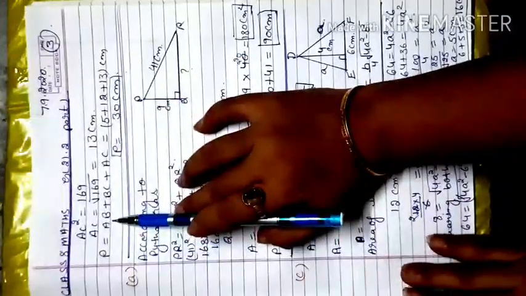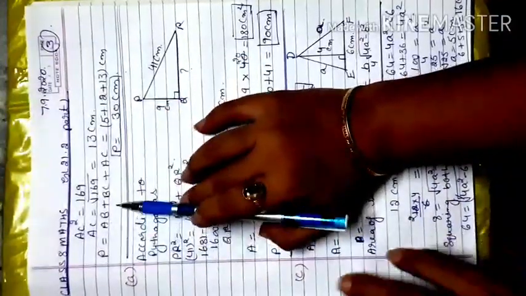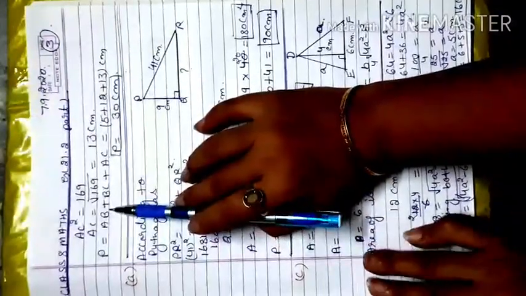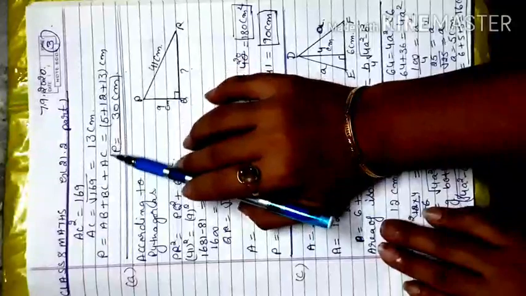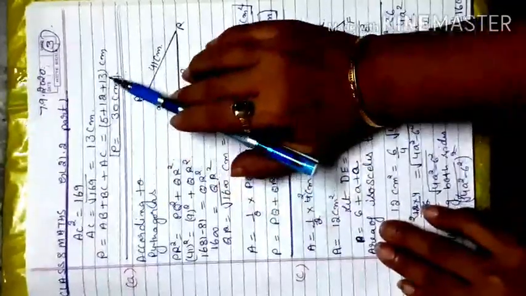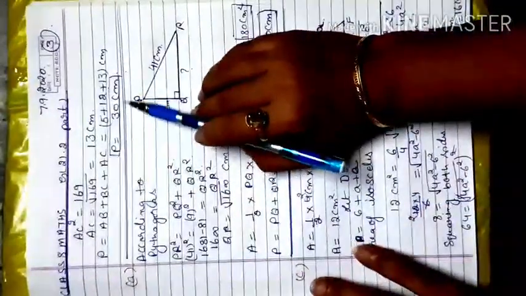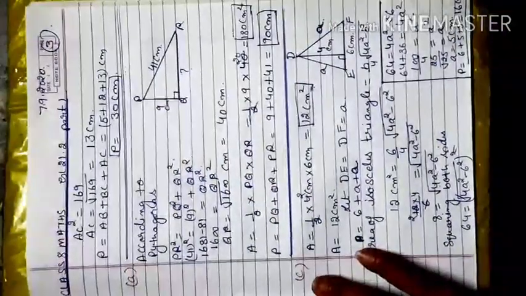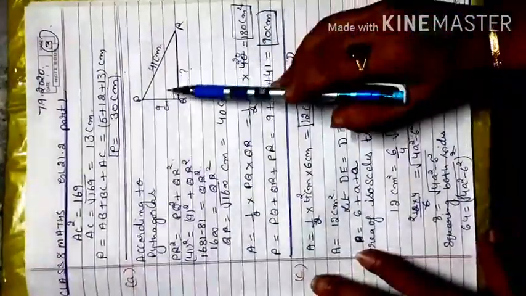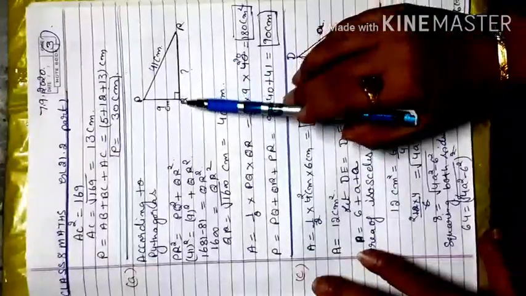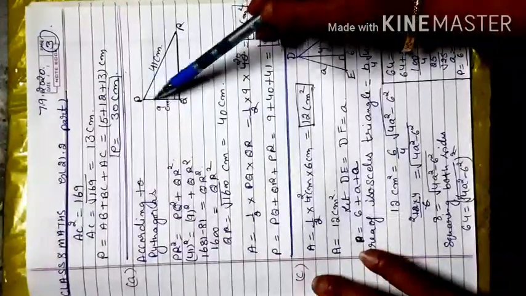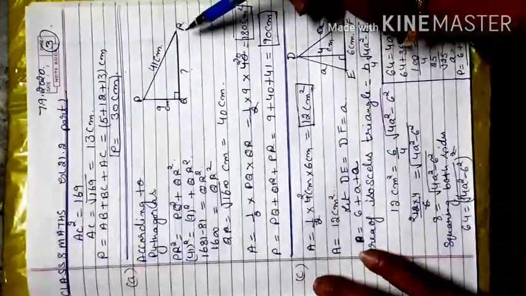Now after finding the missing side AC, I can easily find the perimeter of the triangle. Already I have AB and BC, 5 plus 12, and AC I just found, that is 13 centimeter. So by adding I get 30 centimeter as the perimeter of the triangle. Now the next one is one more triangle, that is also a right angle triangle. Here base is missing. You have the perpendicular given and the hypotenuse given.